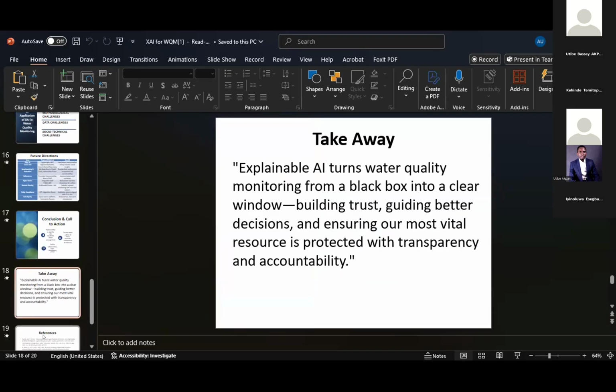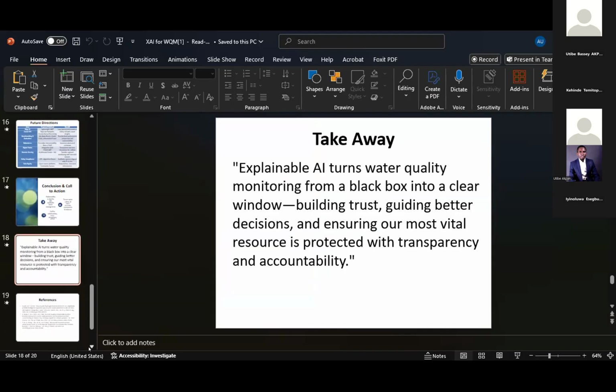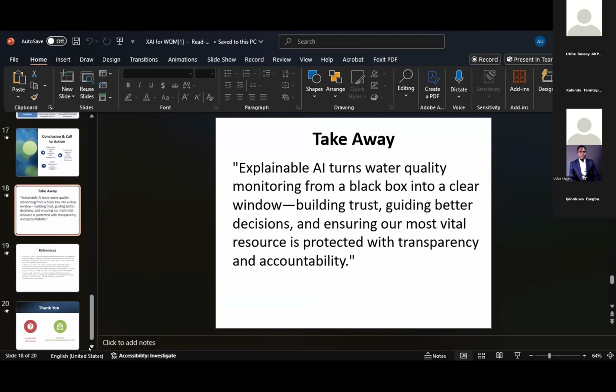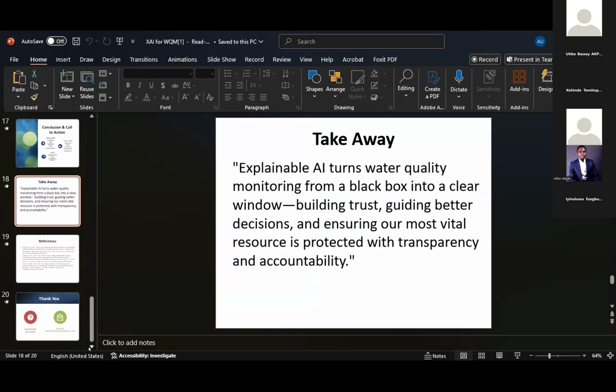Next slide, please. Yeah, the takeaway. Explainable AI turns water quality monitoring from a black box into a clear window. So when you build trust in the results of machine learning models, it gives us better decisions, and it ensures our most vital resource, which is water, is managed with transparency and accountability, so that everybody will believe in what they are drinking, and they will not be thinking that they are actually being poisoned by what they are drinking.